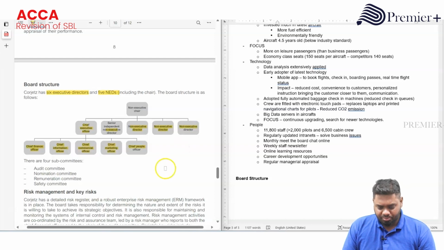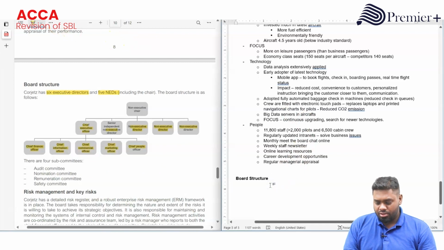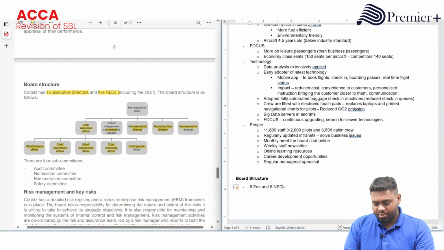All right. There are 4 subcommittees. So here we have 6 EDs and 5 NEDs. And 4 subcommittees: audit committee, nomination committee, remuneration committee, and safety committee.